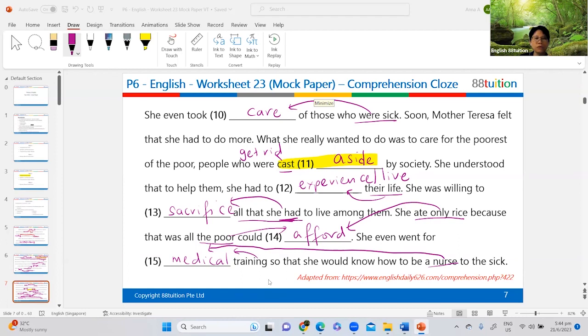Number 13, do for 13. Okay, she was willing to do all that she had to. No, okay, sacrifice is a better answer. All right, she ate only rice because that was all the poor could afford. So what you can do is you can draw your arrow from "she ate only rice" to "the poor could only afford this."